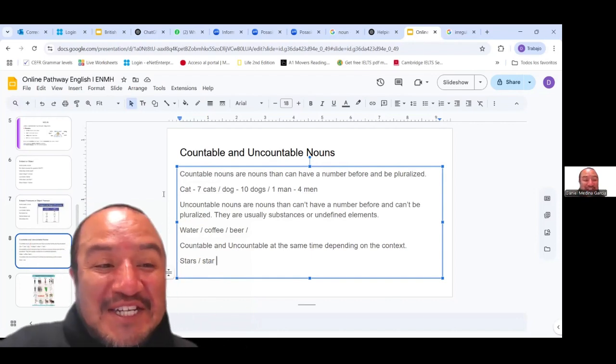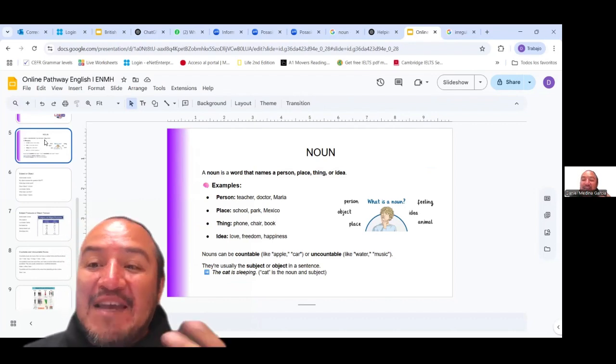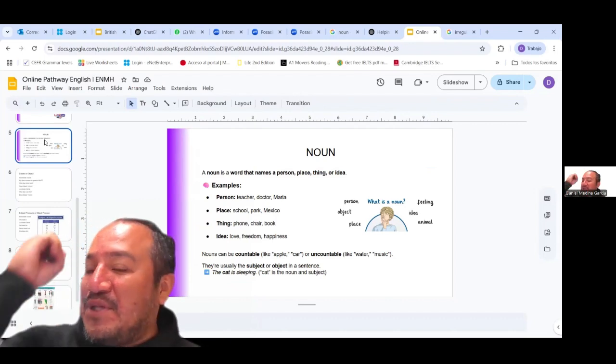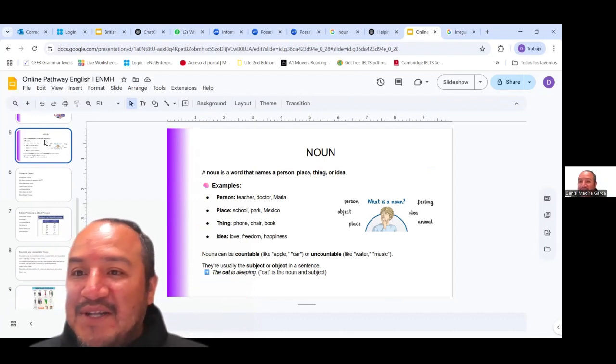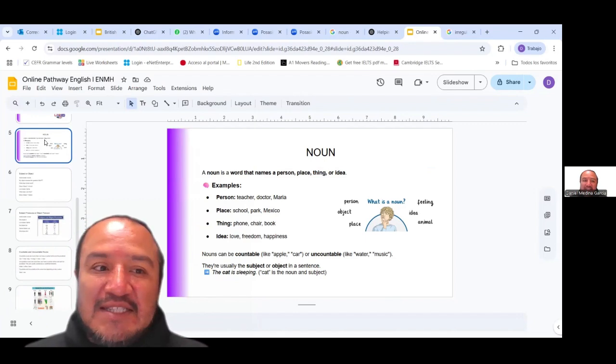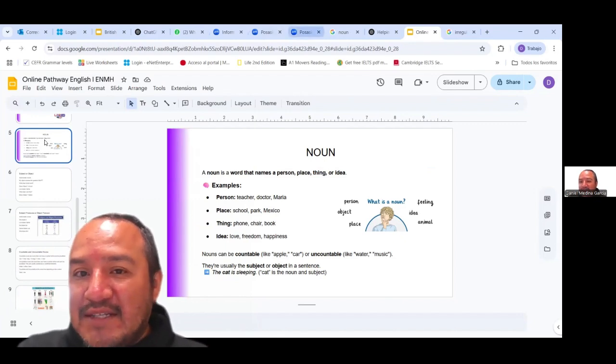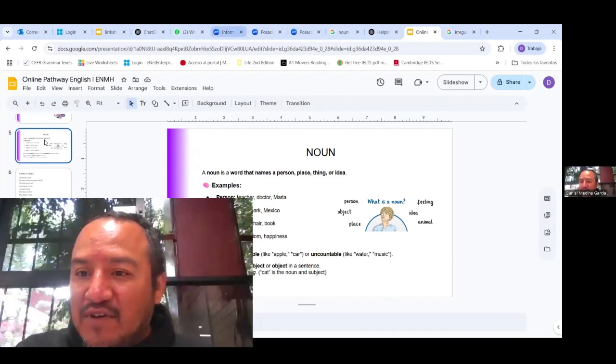Okay, so in general, that's what the noun is. It's the name that you give to the person, to the animal, to the object. And the basic definition is precisely this, in which we have countable and uncountable, and they can be subject and object. I hope that you don't have any questions, and if you do, I wait for you in the tutoring.